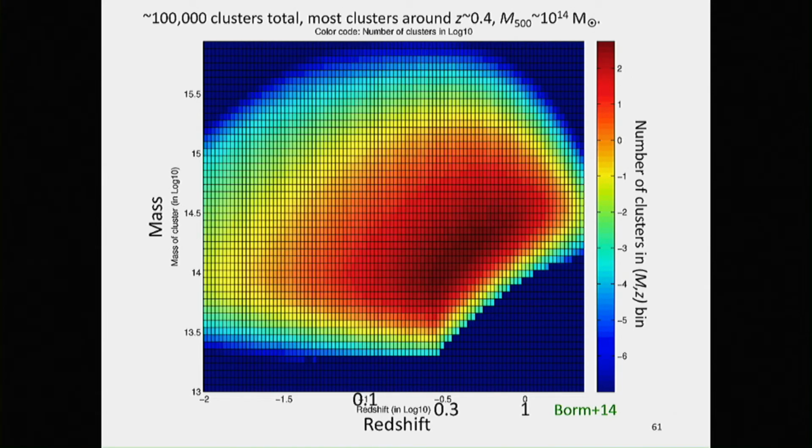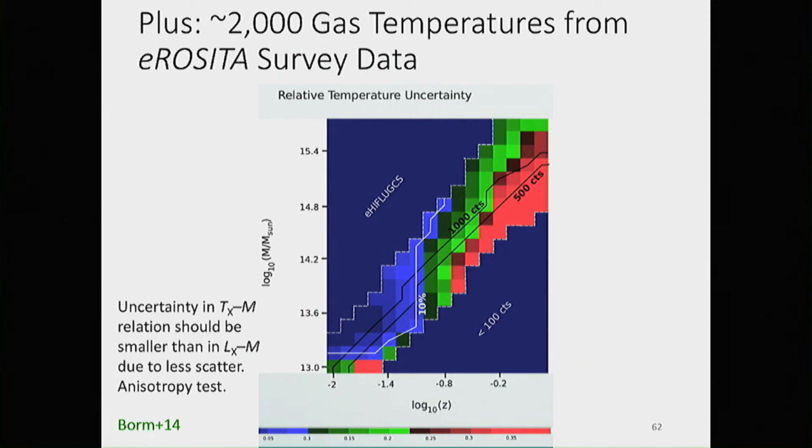One can see that most of the clusters are around redshift 0.3, 0.4, and with masses of about 10 to the 14 solar masses. Now, that's of course predictions. Some cosmological parameters have been assumed over here, and that landscape changes when you change the values of cosmological parameters, and that's where the sensitivity comes from. Okay. These are detections, but the eROSITA survey data will directly allow us to measure the temperature of clusters for a subset, a small subset of clusters. But small still means about 2,000 galaxy clusters, so significantly larger than the samples that we used up to now. And that will be useful for several purposes, including also doing this anisotropy test again.